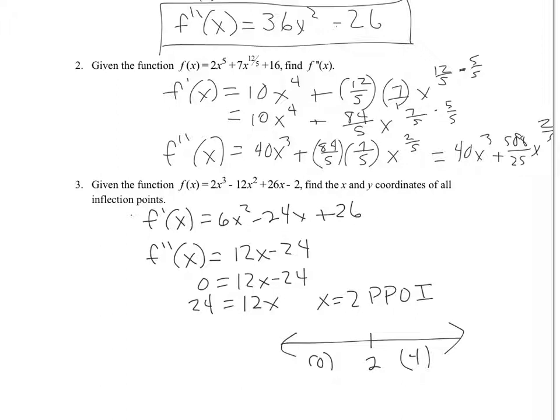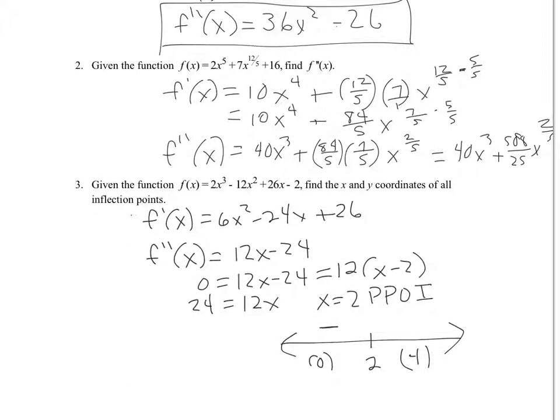Now, we did not write it in factored form, but we could have, and that would have been 12 times x minus 2, right? And if I look at it in factored form, it's pretty quick and easy to run my test. If I put in 0, 0 minus 2 is what kind of number, positive or negative? Negative. And a negative times a positive is a negative.